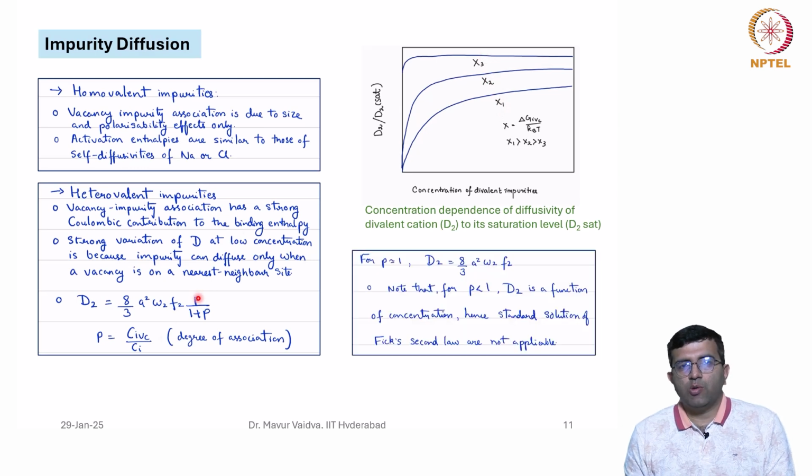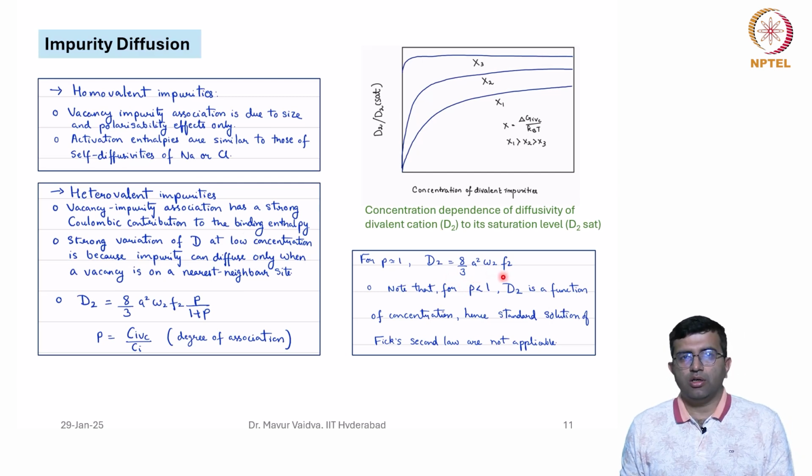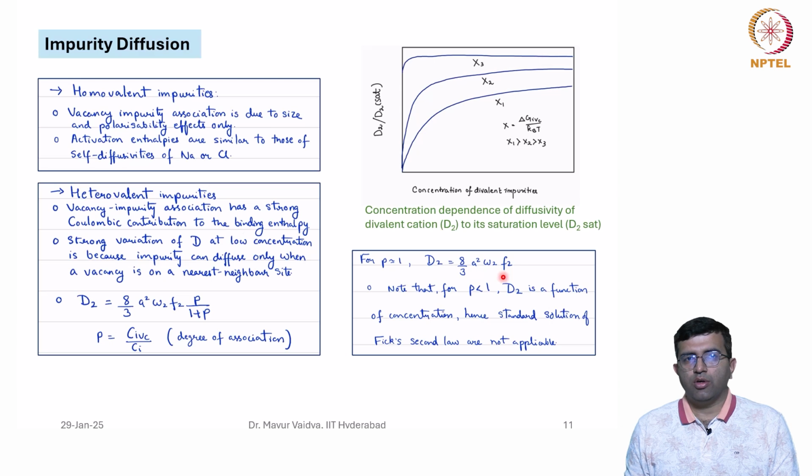If in this equation P is equal to 1, then it is easy to see that the D2 is equal to 8 by 3 A square omega 2 into F2. So, this is the equation if P is equal to 1. Now, remember that if the case is where P is less than 1, remember P is nothing but CIVC divided by Ci.